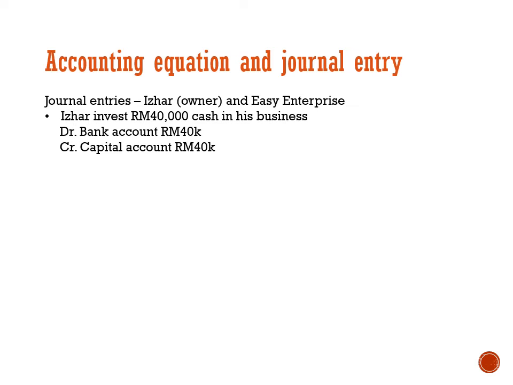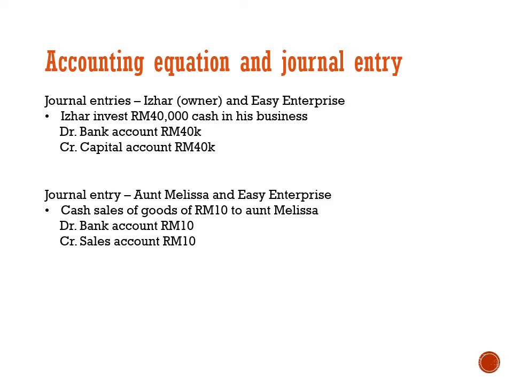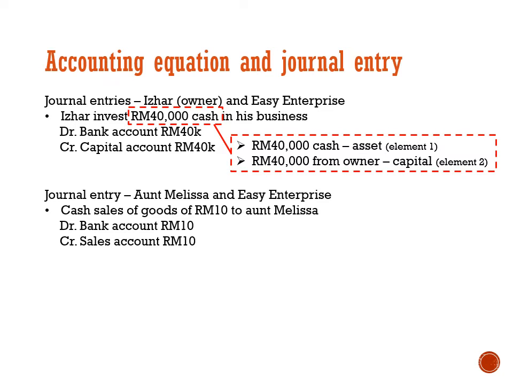Before we look further into the accounting equation, I want to bring you back to the examples of journal entries that I shared with you in topic 1. That is when Isha invested in his own business, Easy Enterprise, for 40,000 ringgit, and when his aunt Melissa bought some goods amounting to 10 ringgit from Easy Enterprise. In the first transaction, the 40,000 cash is an asset, that is element number 1, and that cash coming from the owner of the business denotes capital, element number 2.